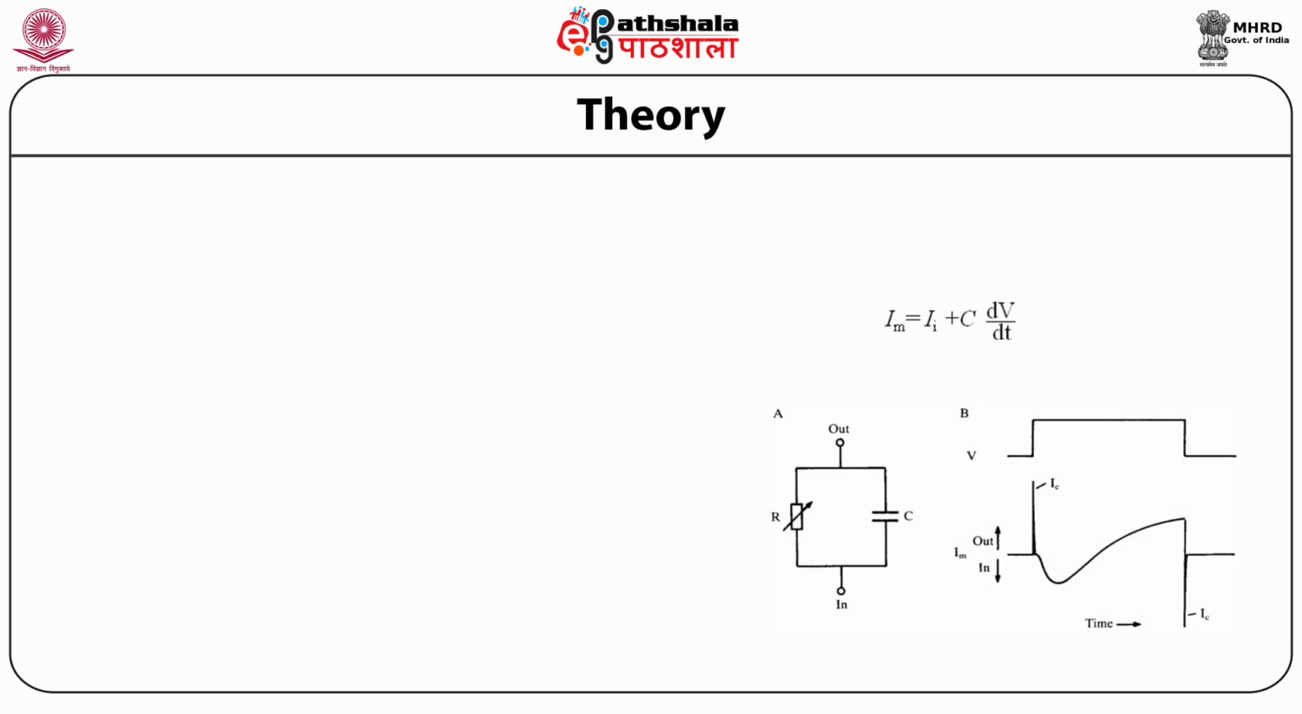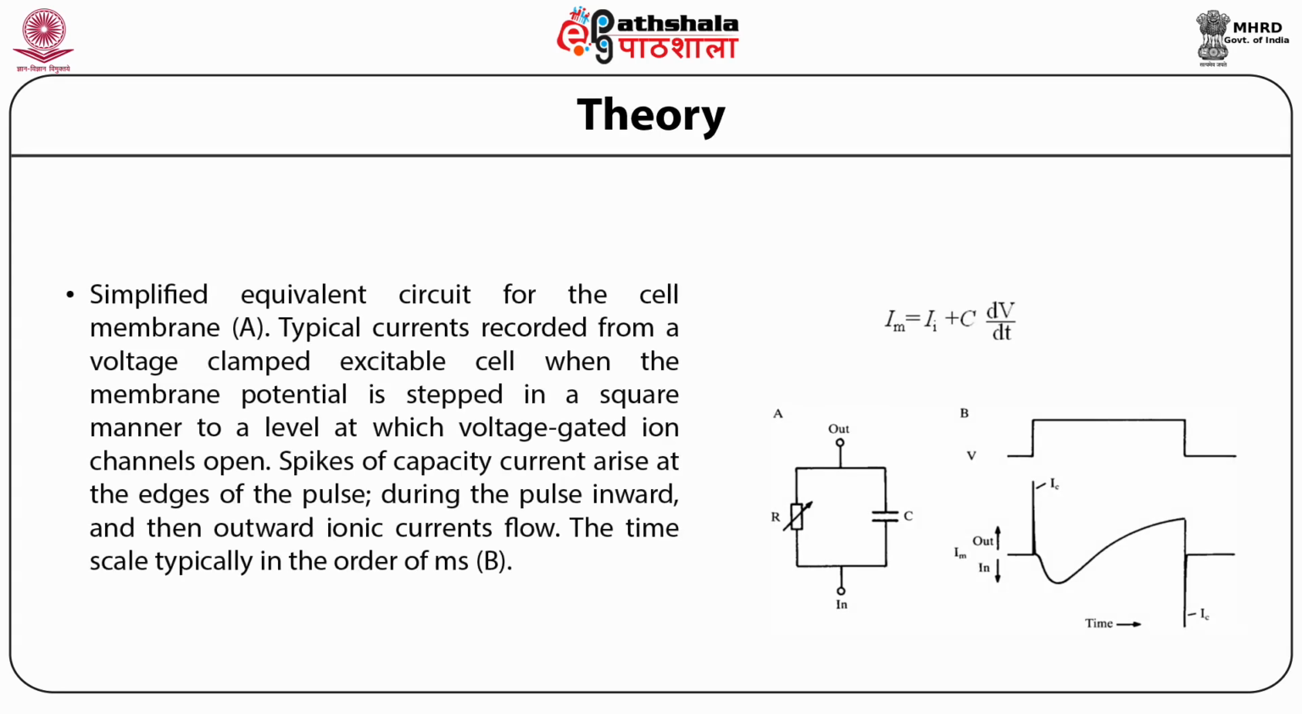You can see this is showing the simplified equivalent circuit for the cell membrane in figure A. In figure B, typical currents recorded from a voltage clamped excitable cell when the membrane potential is stepped in a square manner to a level at which voltage gated ion channels open. Spikes of capacity current arise at the edge of the pulse. During the pulse, inward and then outward ionic current flows. The time scale is typically in the order of milliseconds.